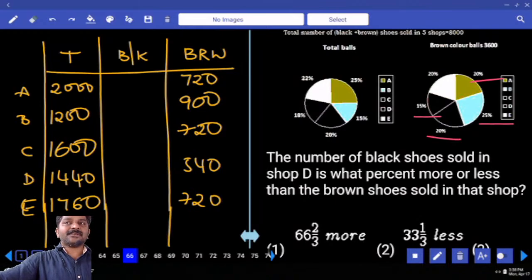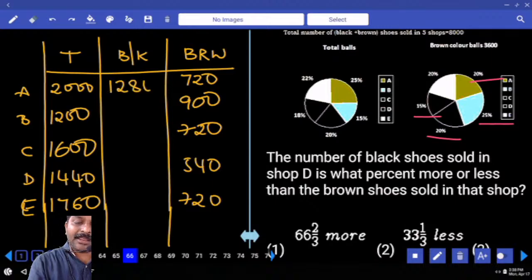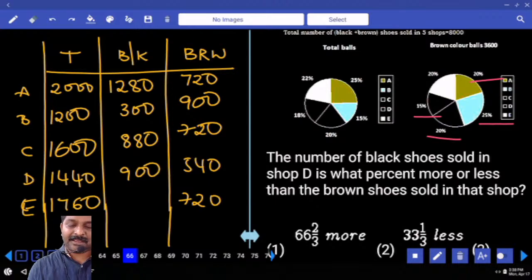So now the difference of those two numbers we need to write. How many black are there? 1280. Next, 300. Next, 880. Next, 900. Next, 1040.